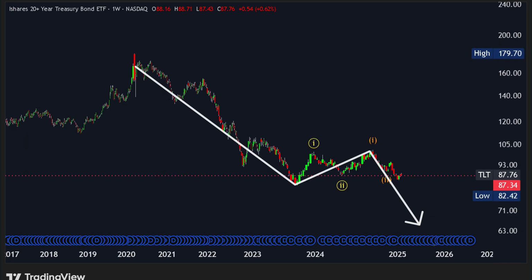What looked like the beginning of a new upward impulse may instead have been part of a more complex correction or a broader sideways movement. This does not mean that TLT can never rise again. It means that this explanation of the price movement no longer works.